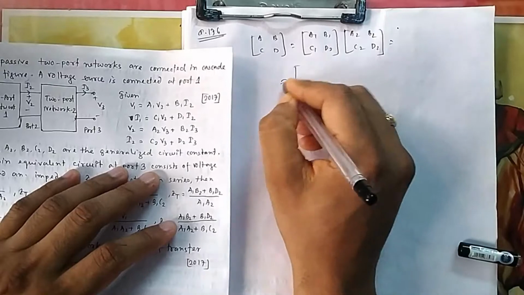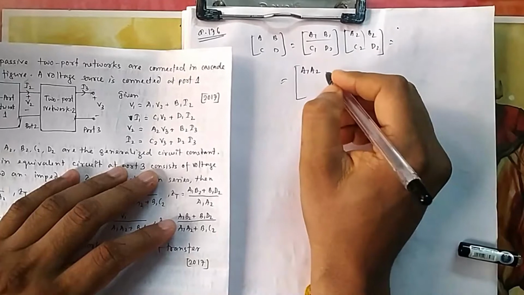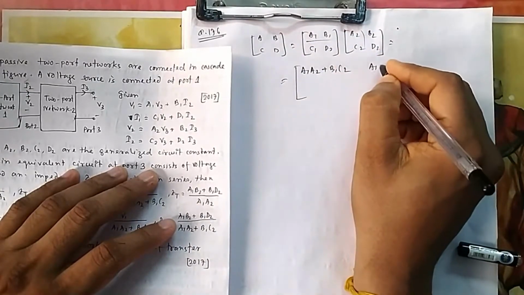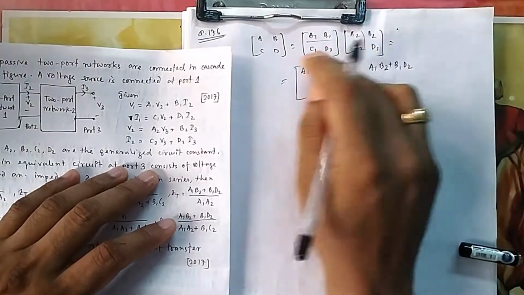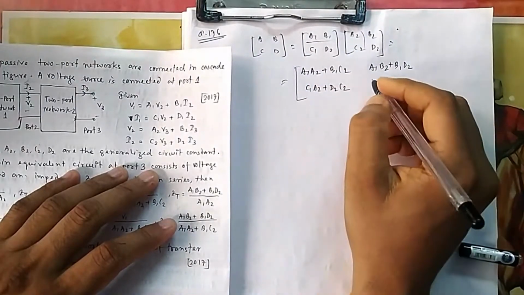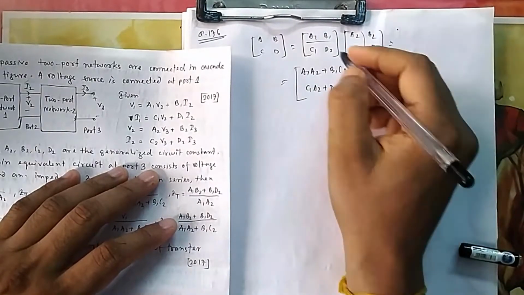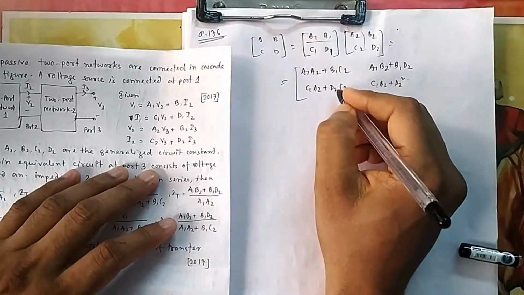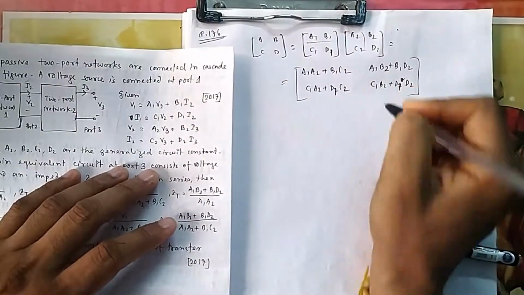Suppose I am taking the product, this into this. So A1 A2 plus B1 C2. Similarly, for this, A1 B2 plus B1 D2. Similarly, C1 A2 plus D1 C2, and C1 B2 plus D1 D2. So this is your final ABCD.